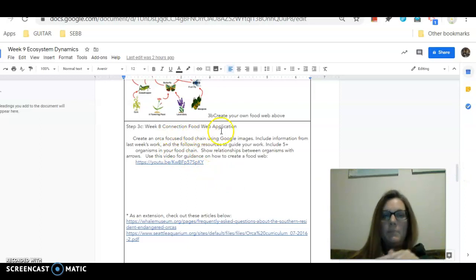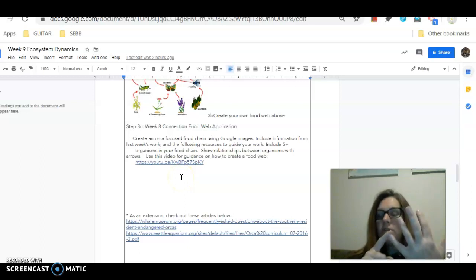Connection, food web, application. You are going to link what we're learning in week 9 with what we've already learned in week 8. Create an orca-focused food chain using Google Images. This video from Ms. Fearson explains how to insert Google Images. Include information from last week's work and the following resources to guide your work. Include 5 organisms in your food chain. Orca should definitely be one of them.